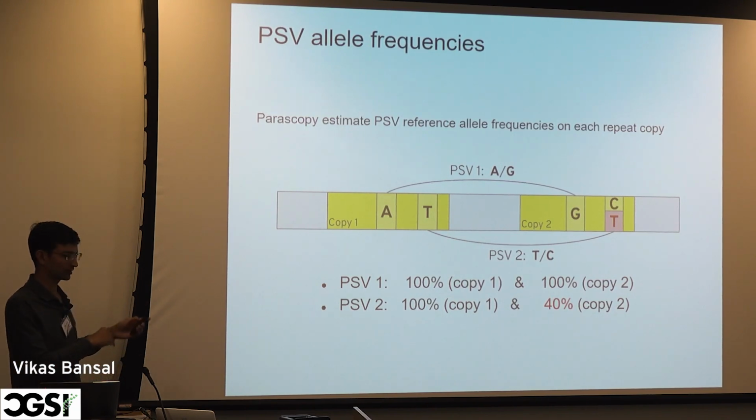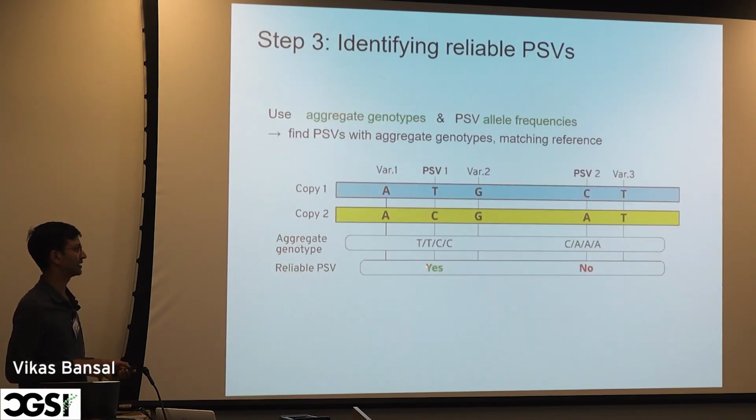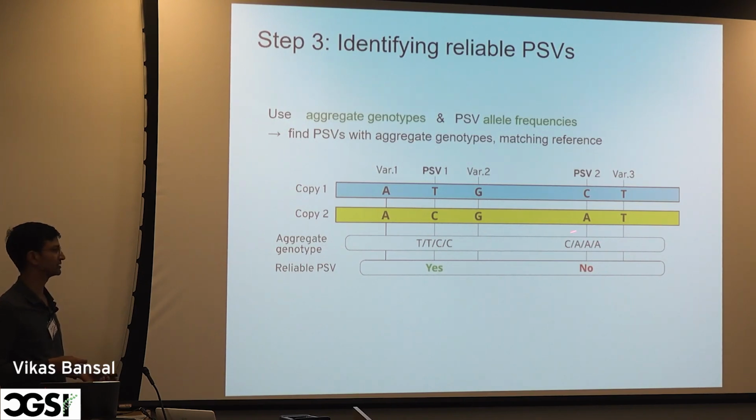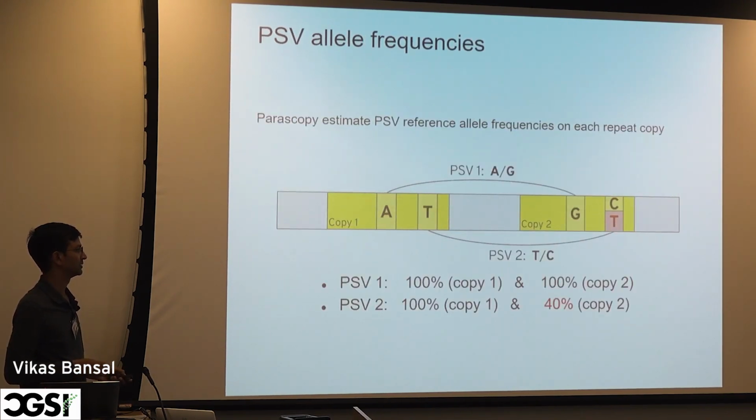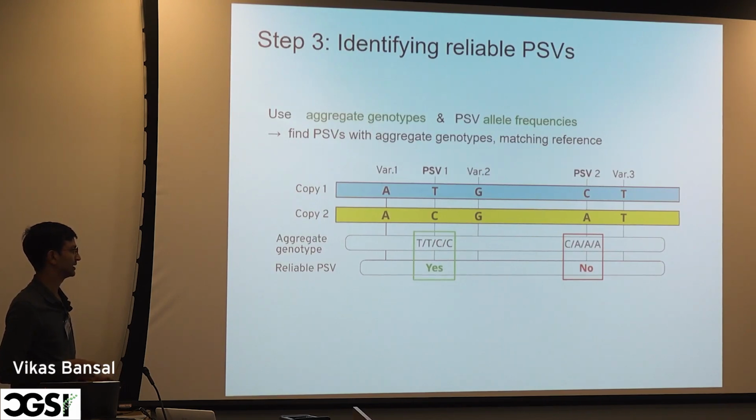So for this talk, we'll just assume that we have these frequencies, and they allow us to identify PSVs that can be used for distinguishing the repeat copies. In this case, this PSV is considered reliable, whereas this PSV is not, because the genotype for this is not the same as the reference, so it actually has 3 A's, which means that there is a polymorphism at this position, at least on one of the 2 locations of the PSV. So this PSV here is reliable.